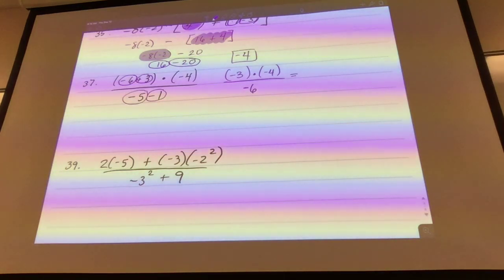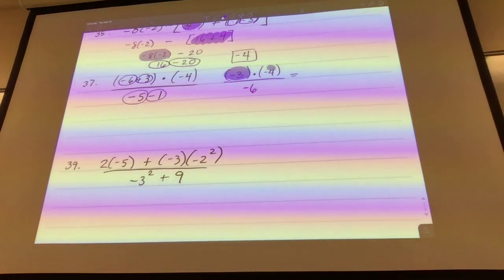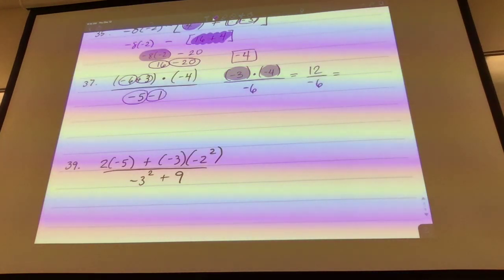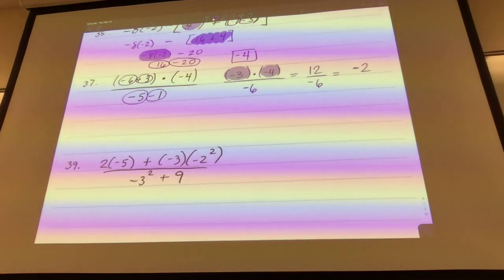Up here, we have multiplication. Negative 3 times negative 4 is a negative times a negative, which is a positive. And then now we divide. 12 divided by 6 is 2, and a positive divided by a negative is a negative.